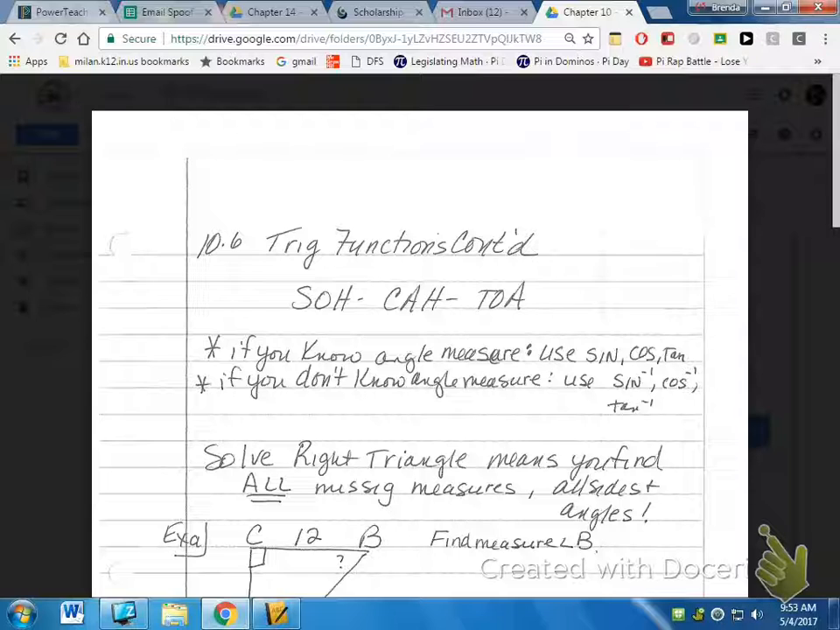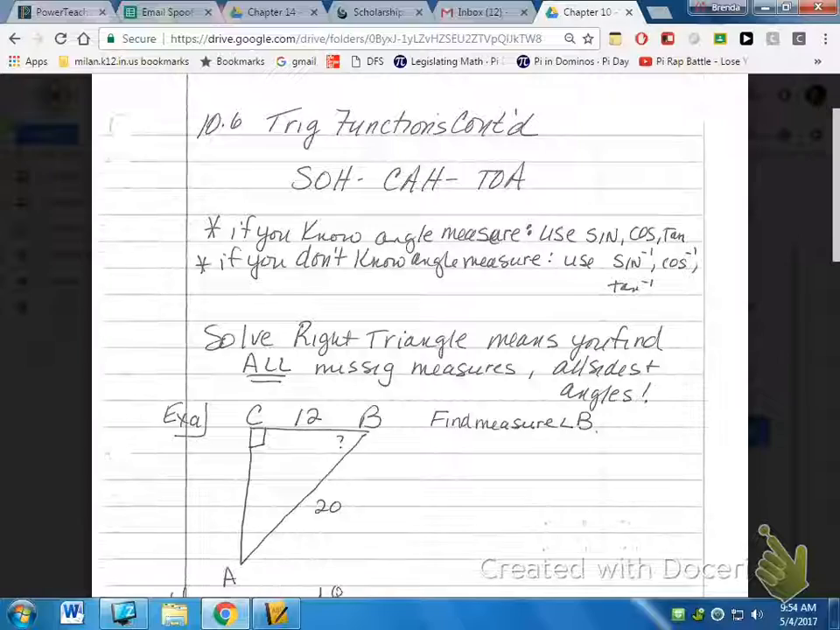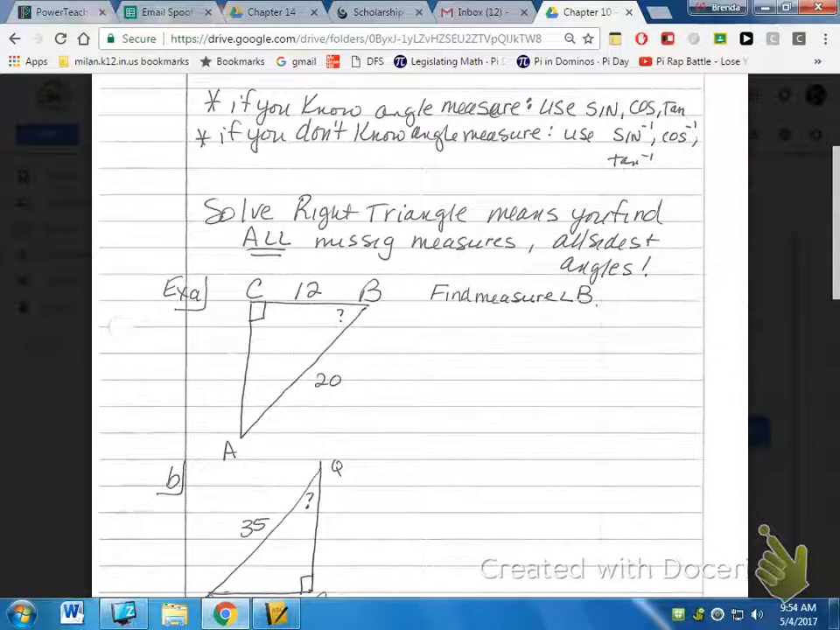Also, we talked at the end of the day yesterday, if you know the angle measure, you use the keys sine, cosine, and tangent. If you do not know the angle measure, so you're solving for an angle measure, that is when you use the inverse, the -1: inverse sine, inverse cosine, inverse tangent. And then that will undo the ratio and give you the angle measure. So it's important that you know all of that, when to use sine and when to use inverse sine. Makes a huge difference.